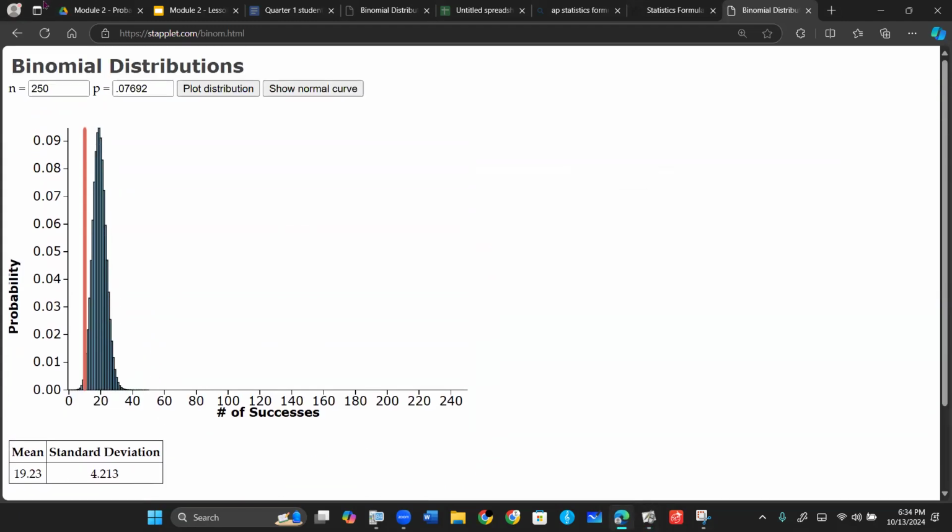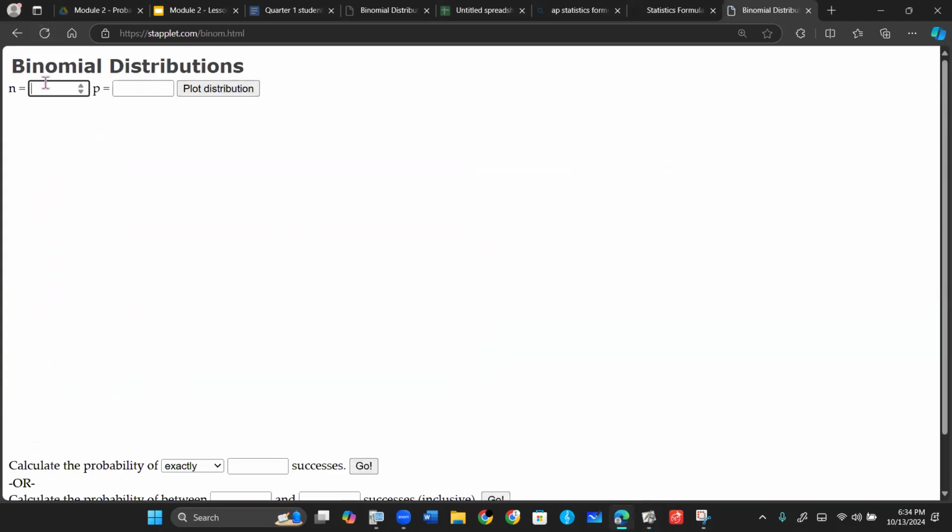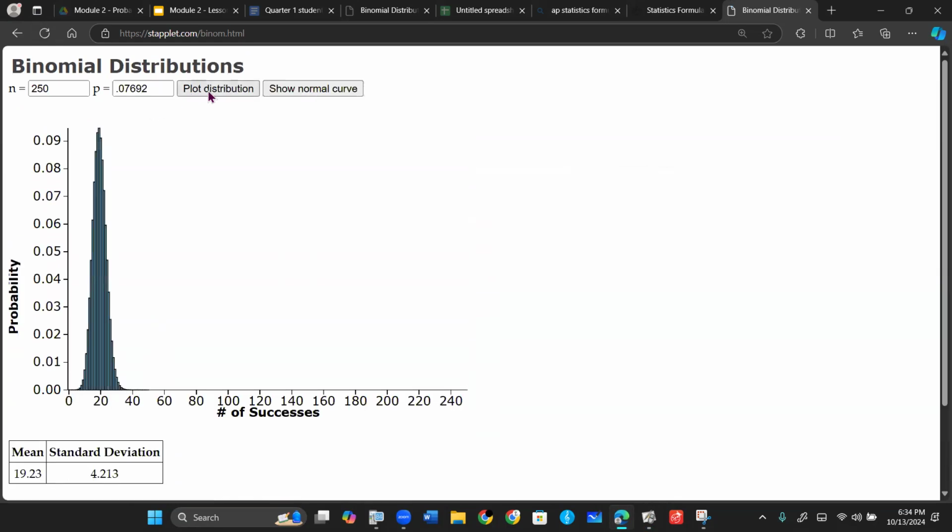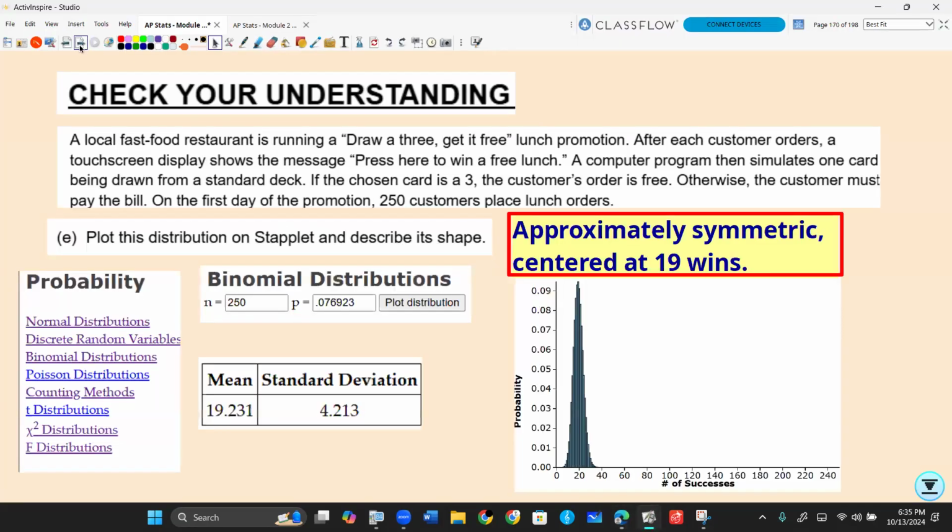Let me get rid of this here. Oops, I forgot the number. Sorry, guys, you saw me get a little delay here. Anyway, that's going to be fairly symmetric. Looks like it's peaked around 19, so you can simply say approximately symmetric, centered at 19 wins in this case here. And there's all the information from the Stapplet website if you want to screenshot that.